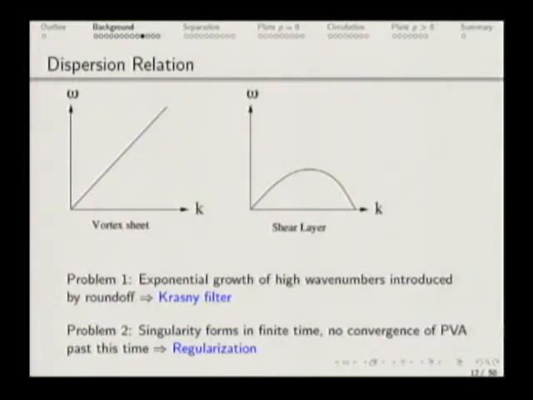So first of all, this is the dispersion relationship for the vortex sheet. As k increases, this is the growing mode. The perturbations grow like e to the omega t, where omega increases as k increases. Whereas for a shear layer, you can do a similar analysis, and you have a growing mode at some k that grows the most, whereas the other ones are damped. And that's the growing mode that you actually see in these experiments.